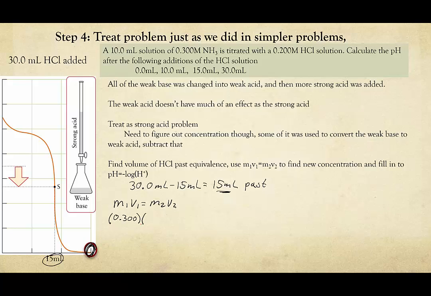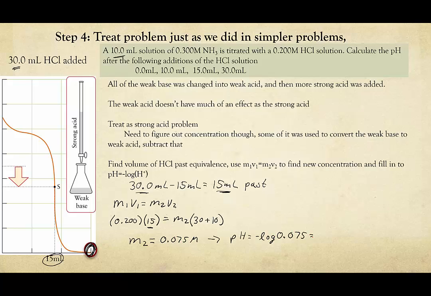Again, for our first one, we simply fill in the excess. Here we're going to add up our total volume, which is 30 plus 10. We solve for M2, and that is our amount of excess HCl, so we can plug that in to our typical pH equation.